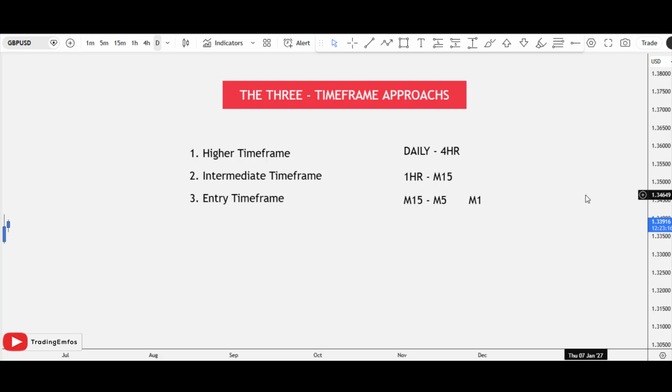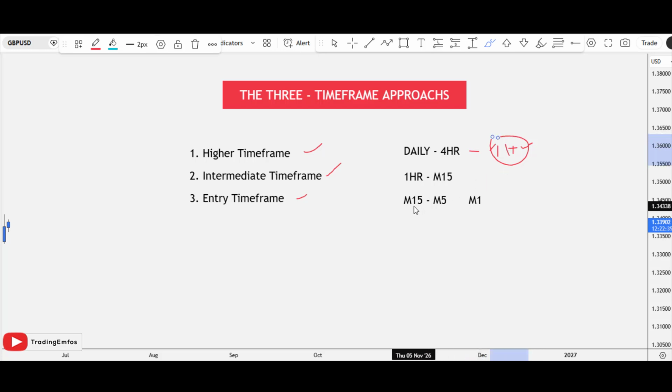So let's talk about the 3 time frame approach. This consists of 1, the higher time frame, 2, the medium time frame, 3, the entry time frame. The higher time frame, like the daily, the 4-hourly, or you can even use the 1 hour if you are a scalper. Scalpers use 1 hour to get direction. Then they go to the 15 minutes to plot their zones, to mark their key levels. Then they fall down to the 1 minute to take their entries.